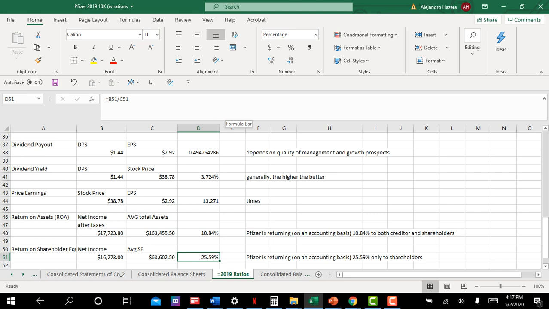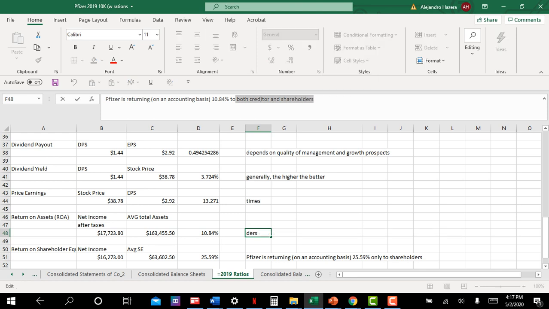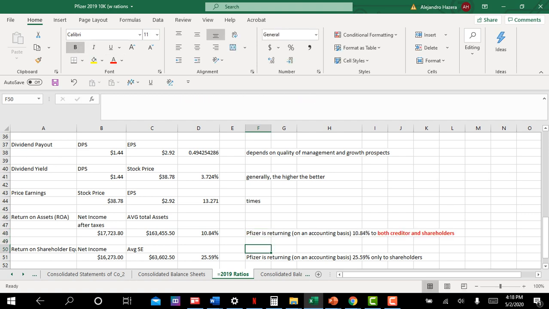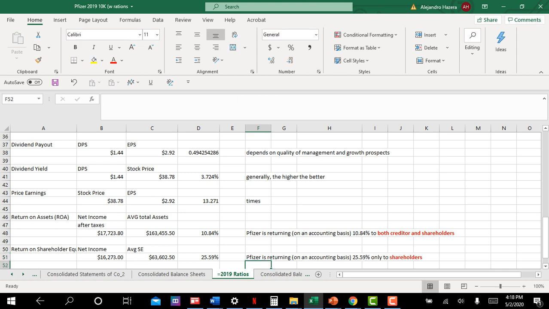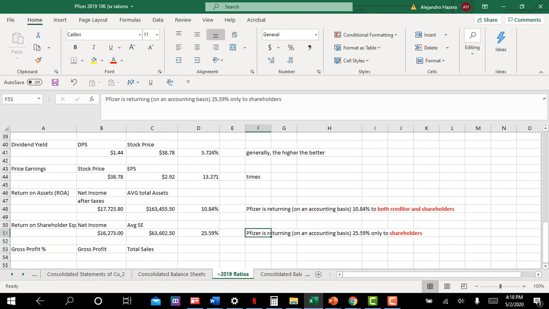And remember, the return on assets ratio has both creditors and shareholders in the denominator. I'll even make that bold and red. And this one only has return to shareholders. So this is only return to shareholders. The difference is not in the numerator. Now you could argue that they're different, but basically they're both net income. The difference lies here. The difference lies in the debt.